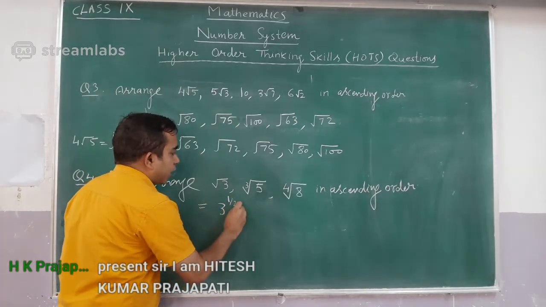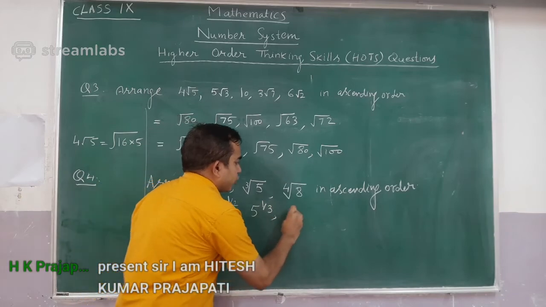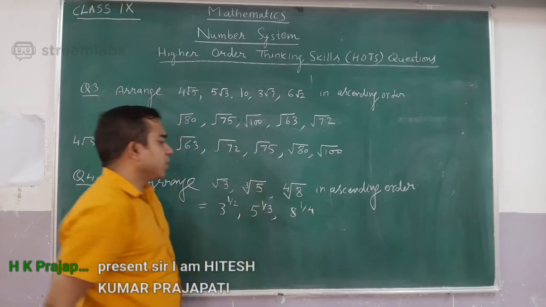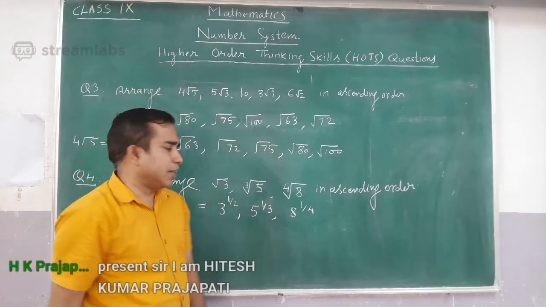This is 3 to the power half, this is 5 raised to the power 1 by 3, this is 8 raised to the power 1 by 4. Right? You can write it as 2 cubed, 2 raised to the power 3 by 4, in that way also.